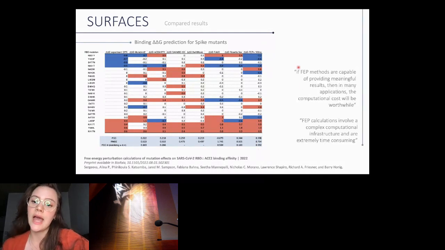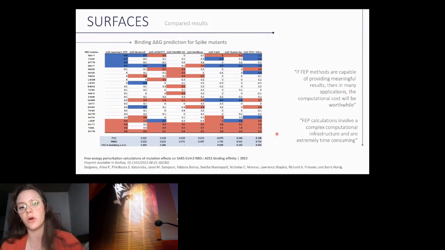However, they mentioned that this is a very computationally costly method because it's based on molecular dynamics simulations, and the spike protein is a very large protein to simulate. However, for a 0.6 correlation, it would be worth it to use such an expensive method.